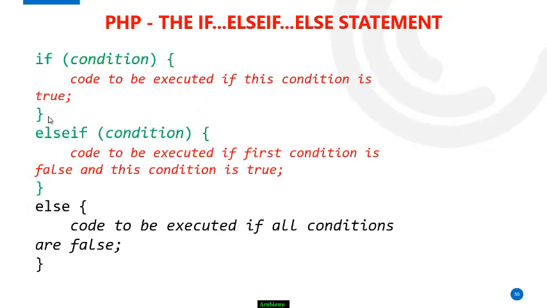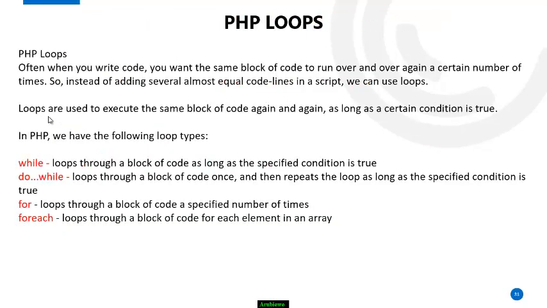So now let's talk of PHP loops. What are loops? When you write code, you want the same block of code to run over and over again, a certain number of times. So instead of adding several almost equal code lines in a script, we can use loops.